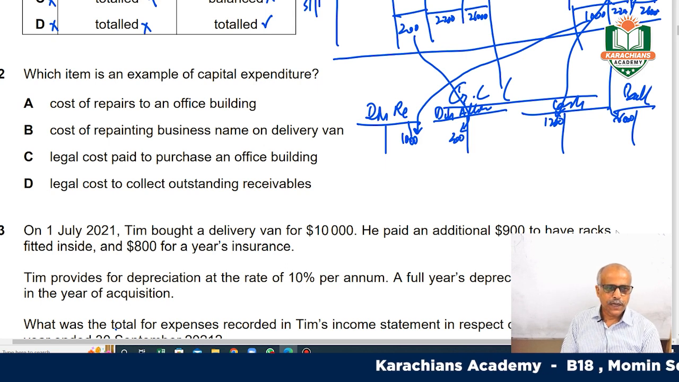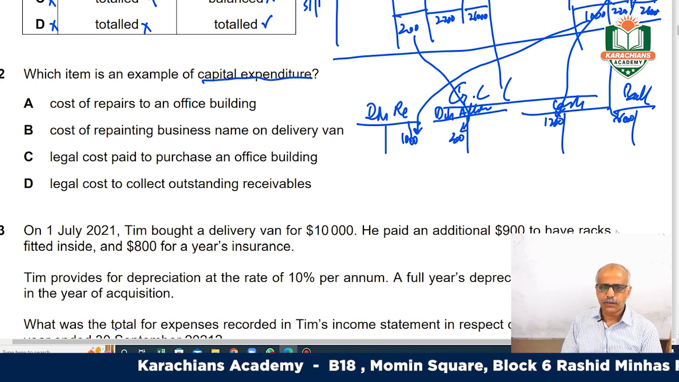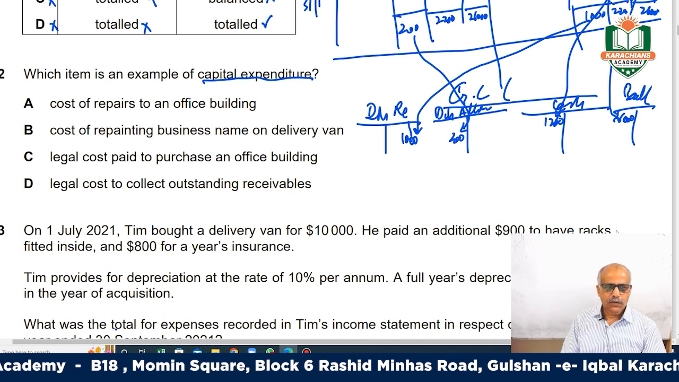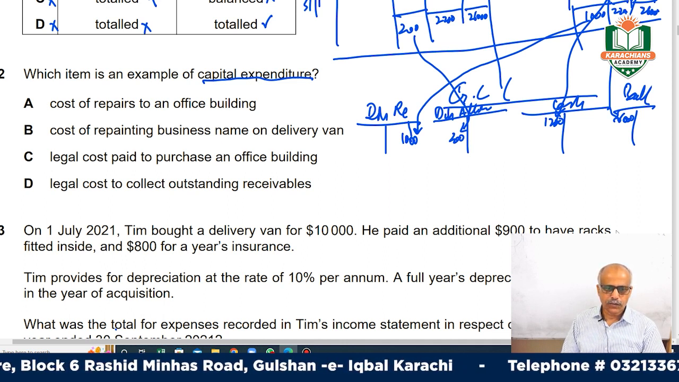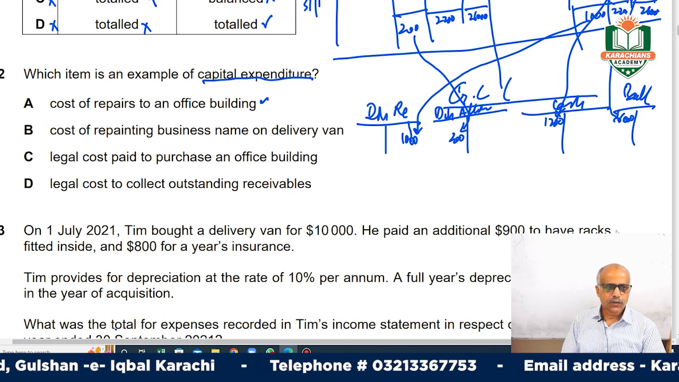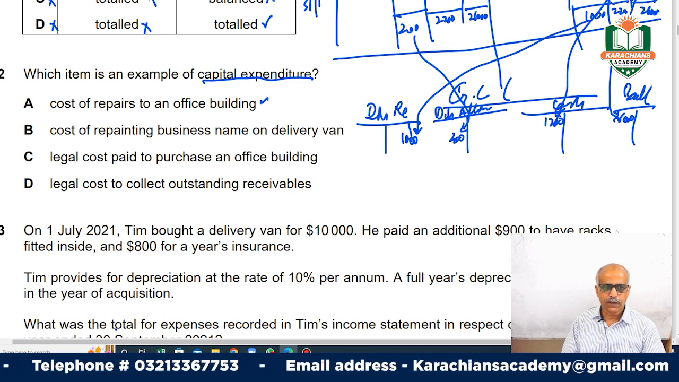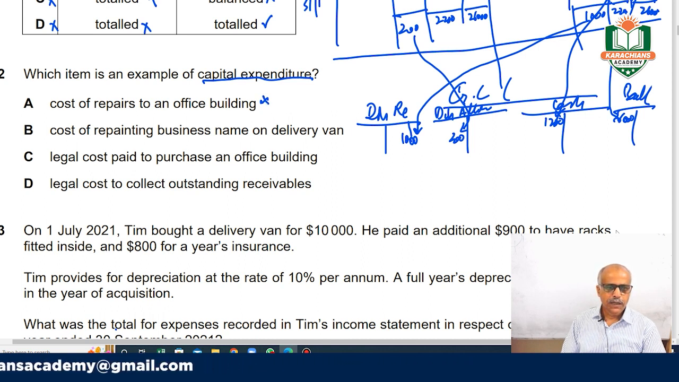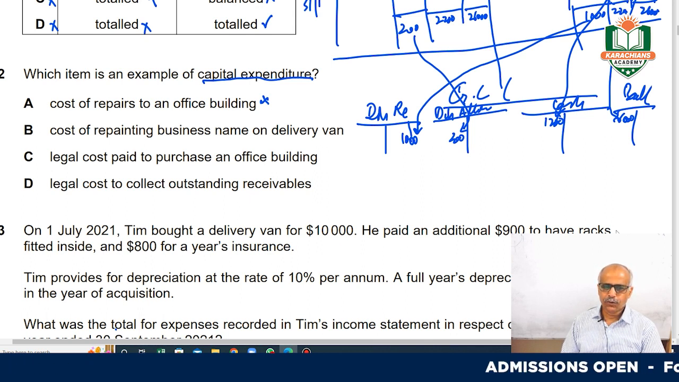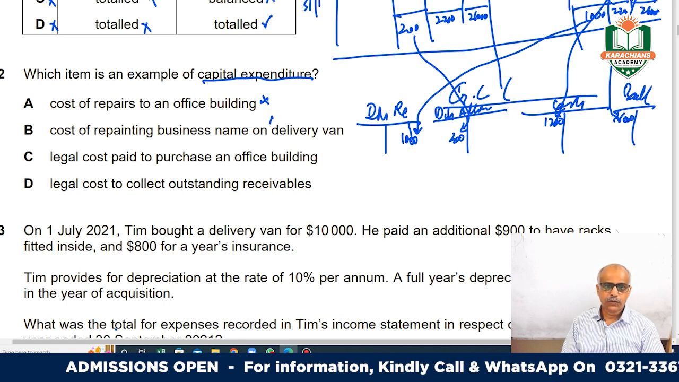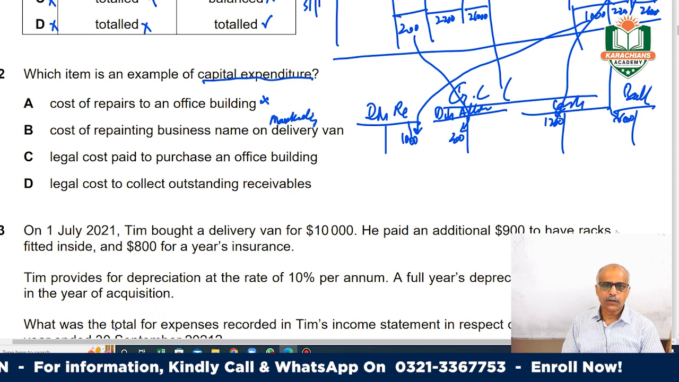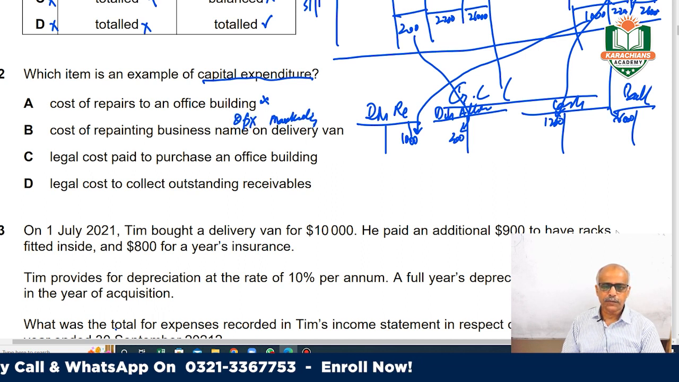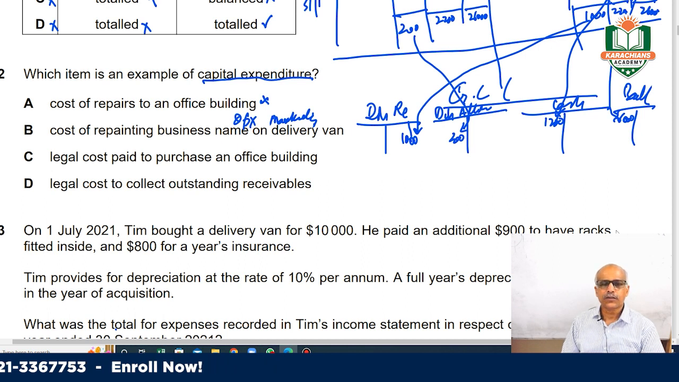MCQ 2. Which item is an example of capital expenditure? This is very simple. You all know. Cost of repairs to an office building. No, this is a normal recurring sort of expense. So it is not a capital one. Cost of replacing business name on delivery vehicles. No, this is your marketing expense. This is again OPEX, your operating expense, and this is marketing. It is a recurring nature of expense.